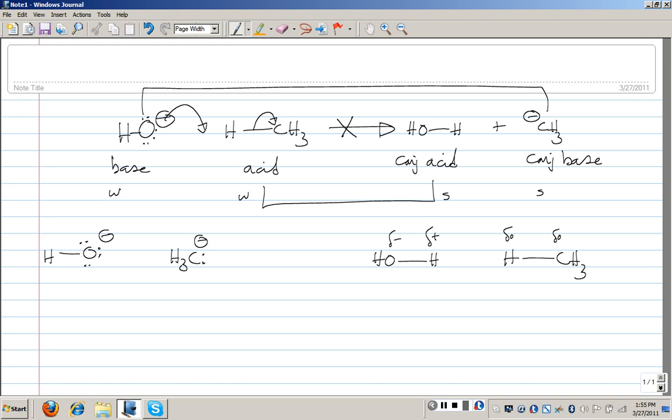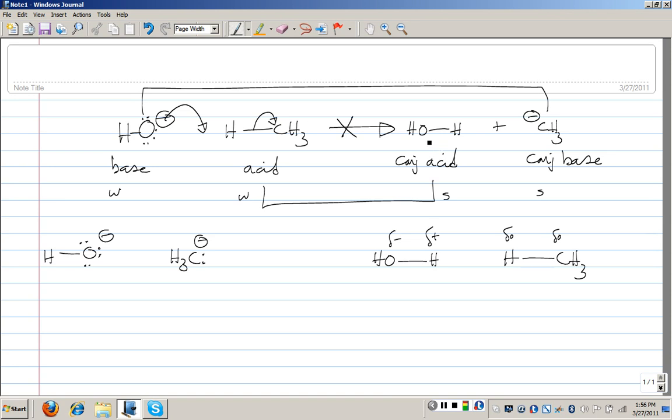Now, another important point to note is, if I would ask the question, is hydroxide a stronger base than methane? The answer is yes. Hydroxide is a stronger base than methane. But that is an irrelevant question, as illustrated here, because we're not going to get chemistry. Right? Even though hydroxide is a stronger base than methane, we don't get a reaction because it has nothing to do with the relative strength of hydroxide and methane as acids or bases. It has everything to do with the relative strength of hydroxide and methanide, and methane and water.